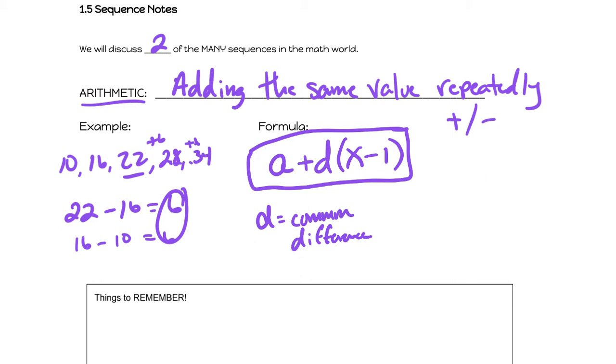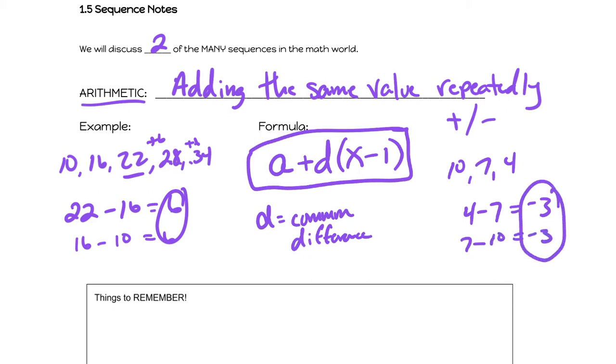Now, a quick example, if this were going down like 10, 7, 4, if we do our little trick, we subtract: 4 minus 7 is negative 3, 7 minus 10 is negative 3. In this case, this will be D. The way in our original sequence, 6 was D. So it's always the first term plus the common difference times x minus 1.